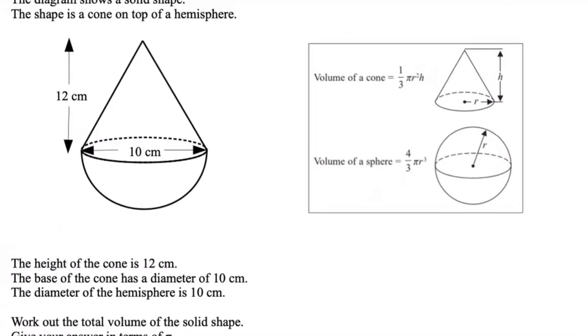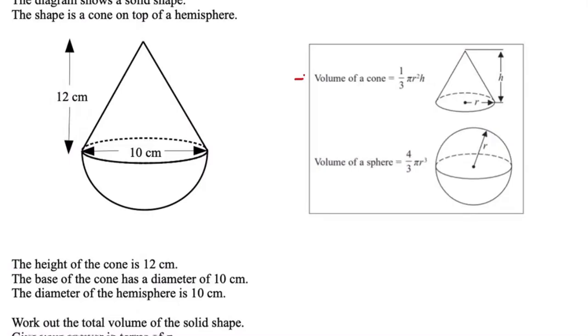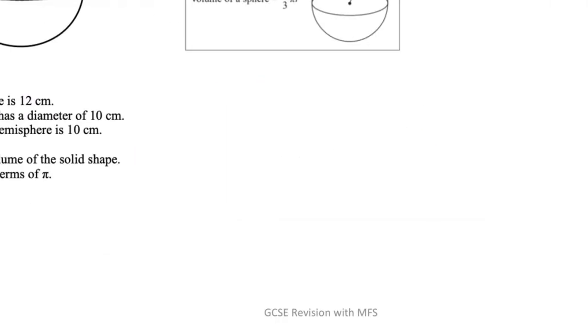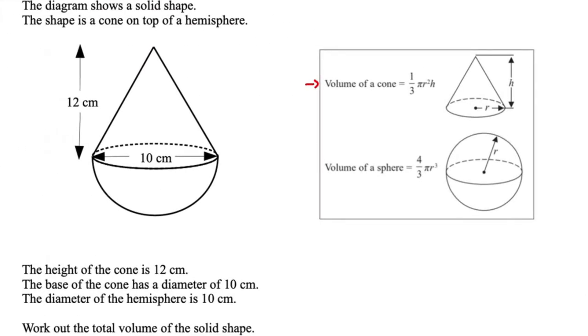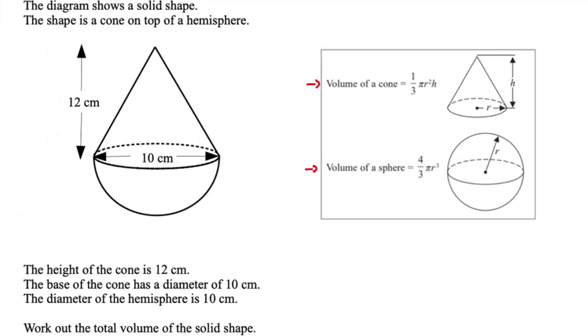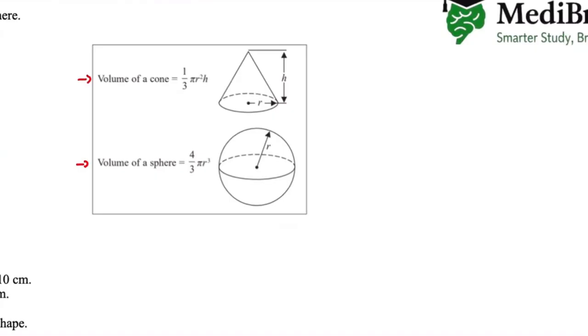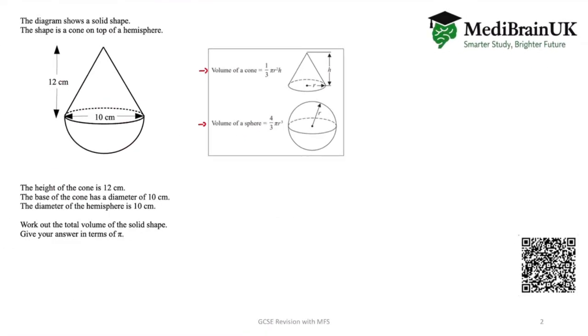So what we're going to do is work out the volume of the cone first, and then we're going to work out the volume of the sphere. And then we're going to add together the two volumes, and that would get us our total volume. Okay, so let's start off with the volume of the cone. We're given the formula in the box. It's a third pi r squared h.